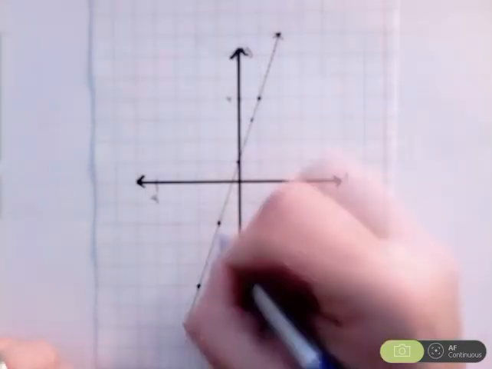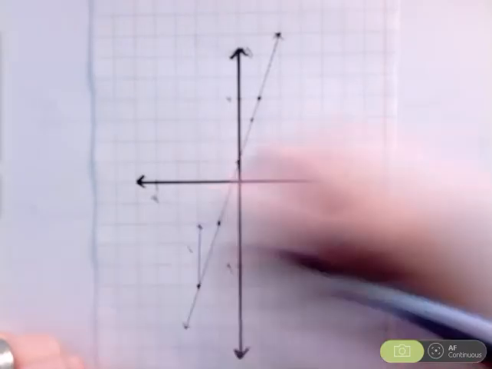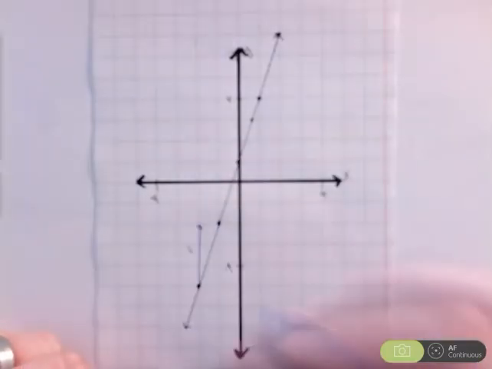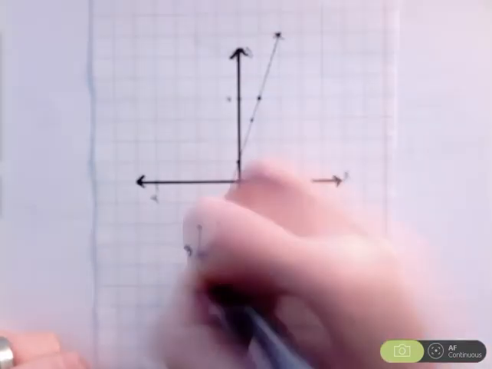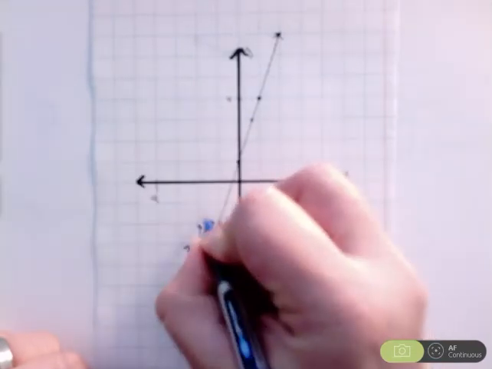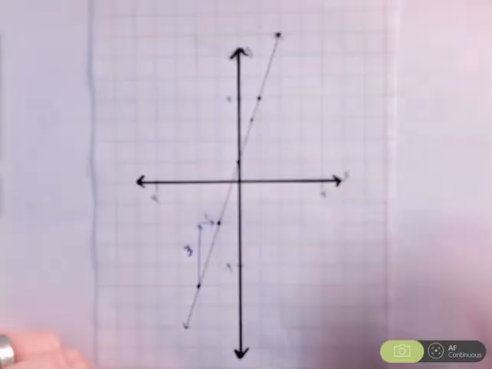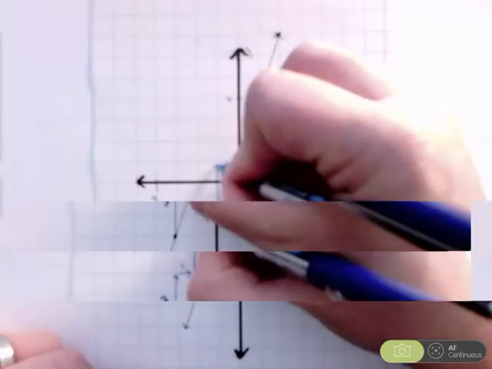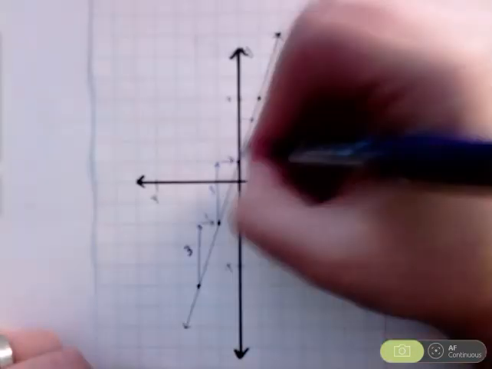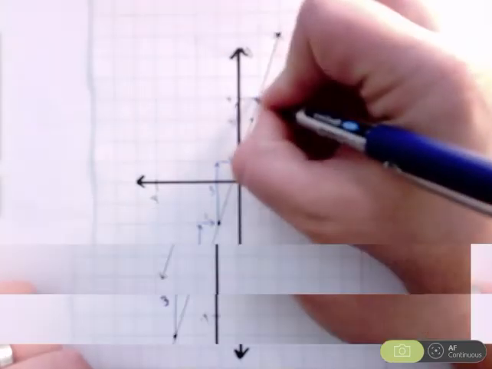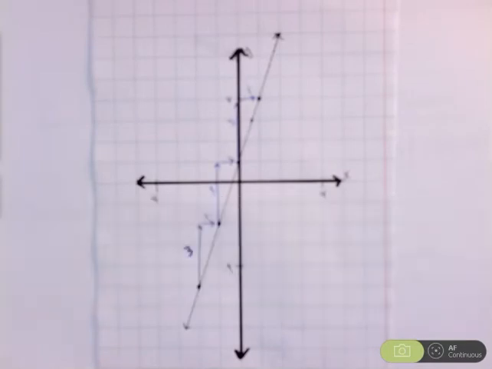So from this point to this point, the vertical change is 1. I'm sorry, 1, 2, 3, I got ahead of myself. Vertical change is 3, sorry about that. Vertical change is 3, the horizontal change is 1. From this point to this point, vertical change is 3, horizontal change is 1. And again, 3, 1.